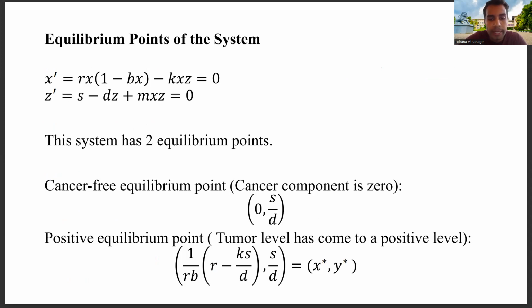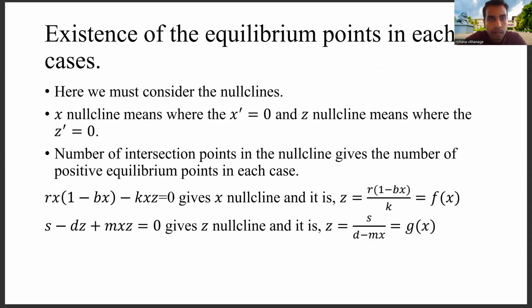So we symbolize it as X star, Y star. Now we are going to consider the existence of equilibrium points in each case. Here we must consider nullclines. The idea of the nullcline is that when x prime is equal to 0 and z prime is equal to 0, we are drawing the plots.